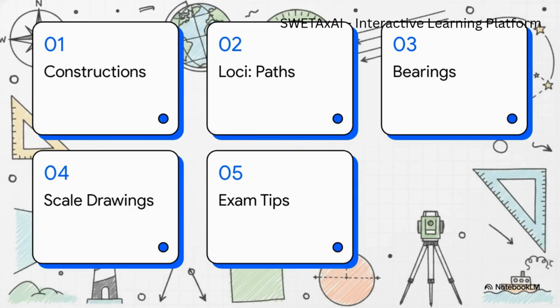Here's the game plan for today's toolkit. First up, essential bisectors and constructions. Then, loci, paths with purpose. Number 3, bearings, navigating the world. 4, scale drawings, shrinking reality. And we'll wrap up with number 5, exam tips and mistakes.